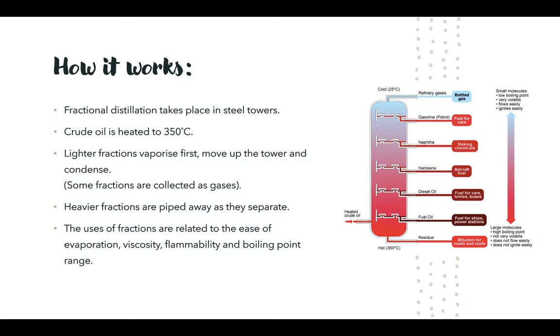So let's bring that together once more. Crude oil is piped into massive steel towers. At the bottom of the tower, the crude oil is heated to 350 degrees C. What happens is that the different fractions will vaporise and the gases will move up the tower. Now, as we move up the tower, it becomes cooler and cooler. Different fractions will condense, return to liquid at different points, and they will be collected in these trays and piped off separately.